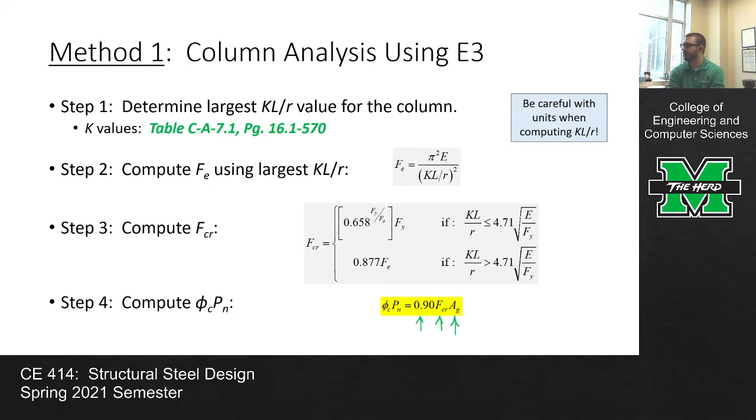The first step is to determine the KL over R for the column. Ultimately, you're going to look at the x-axis, look at the y-axis, find the absolute highest KL over R that you can, and that's what you're going to use. You're going to use that KL over R to compute FE, then compute F critical, then compute 0.9 F critical times AG, and boom, that's the capacity. That's all there is to it.